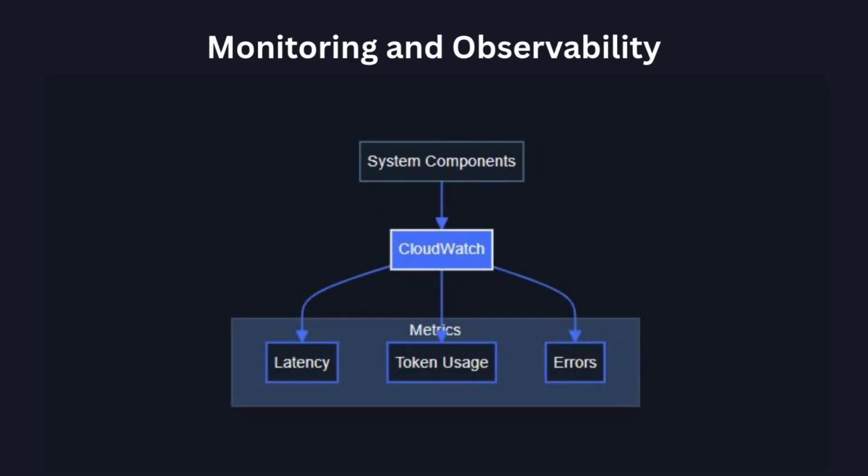Monitoring and observability are essential for maintaining a production system. Metrics are collected to track system performance and health. Latency metrics help identify delays in the system. Token usage is tracked to monitor cost. Error rates are monitored to detect failures. CloudWatch collects metrics from system components and provides dashboards for real-time visibility. This helps teams detect and resolve issues quickly.